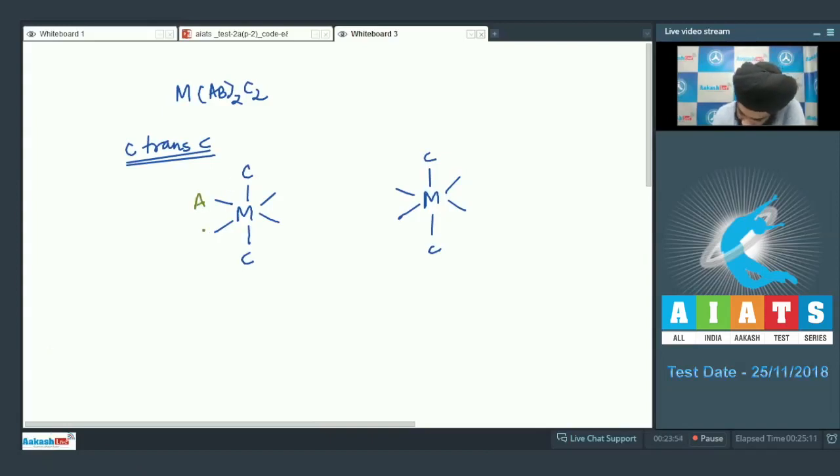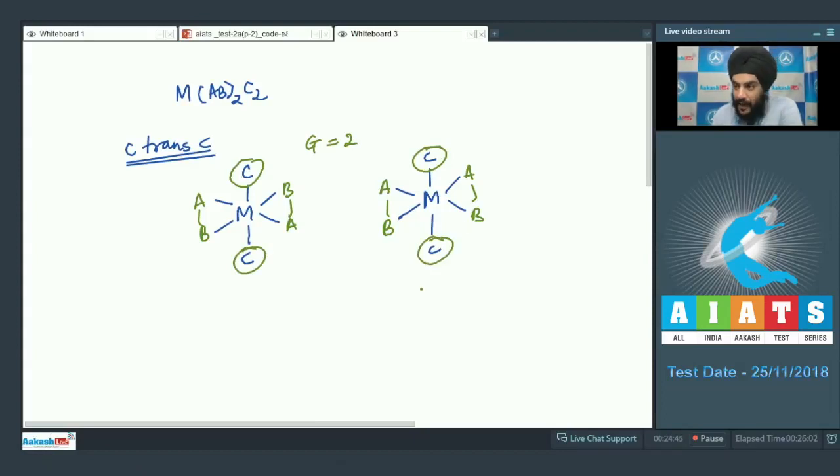So A and B, and in one case we'll have A trans A, and then in the other case we'll have A trans B. So when we talk about A trans A, we'll have B trans B as well. And if we talk about the A trans B, we'll have A cis A and B cis B also respectively. So these are the two structures. So C trans C has two geometrical forms, and we know that the trans isomers do not have optical activity, as there will be a plane of symmetry which will contain the other four ligands. So geometrical isomers are 2 for the trans.